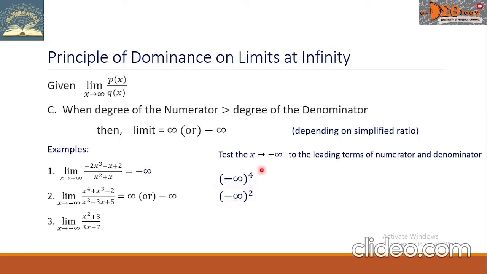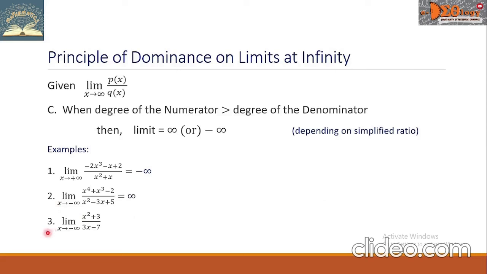Since the exponents are even, we can simplify this as positive infinity raised to 4 over infinity squared. Then we can simplify this into infinity squared, and this infinity squared is simply infinity. In this case, the answer for number 2 is positive infinity.